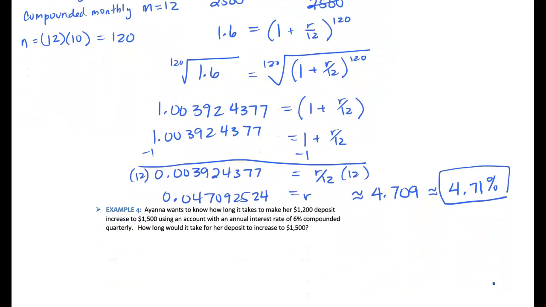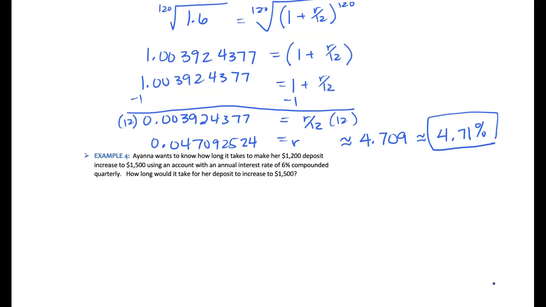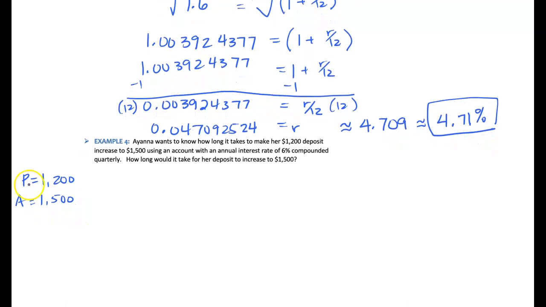Let's take a look at example 4. Ayana wants to know how long it takes her $1,200 deposit to increase to $1,500. The annual interest rate is 6% and it's compounded quarterly. How long would it take for her deposit to increase to $1,500? Let's start out with the information given. Our principal is $1,200 and the amount it needs to become is $1,500. The rate is given as 6%, or as a decimal, 0.06.